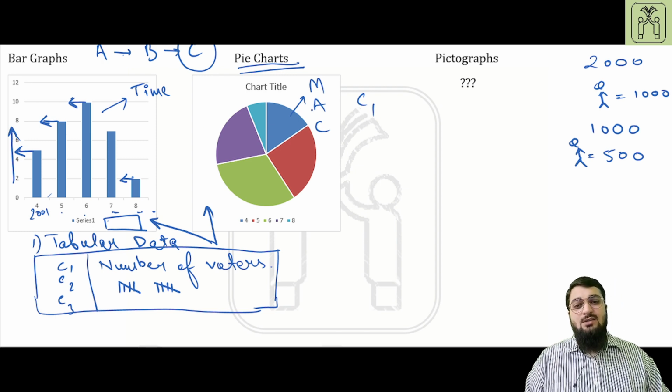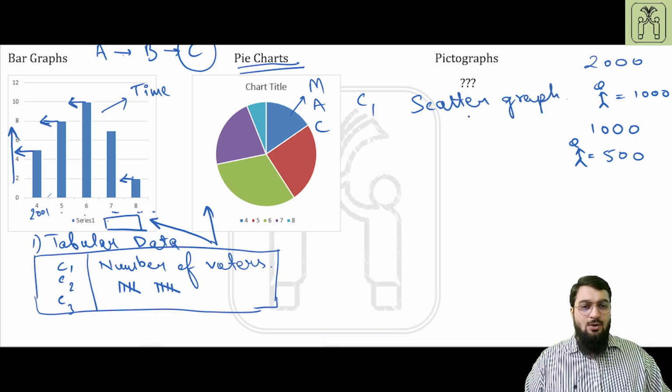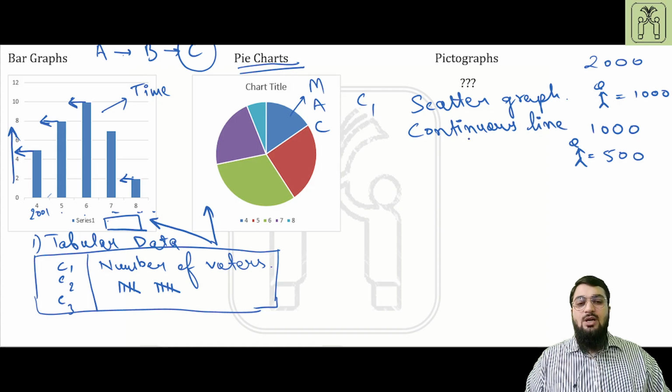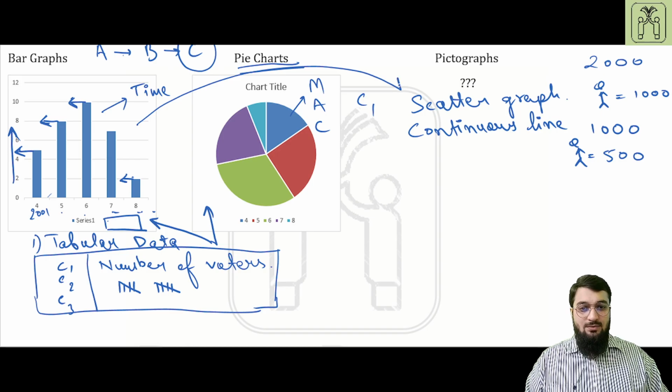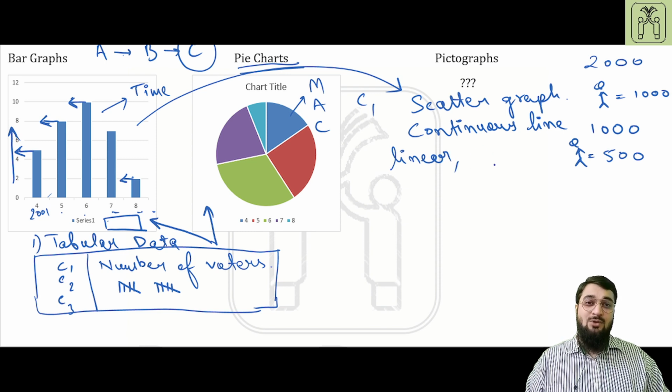But you can search for yourself a scatter graph or a scatter plot, okay, and a continuous line plot. Okay, so continuous line plot and scatter graph can be derived from a bar graph. Scatter graph and continuous line can be plotted from a bar graph, and that can also have different types of variations like linear, or you can have it quadratic, or cubic, etc.